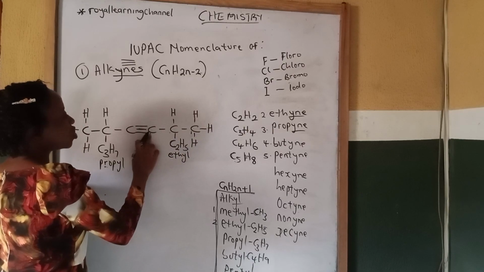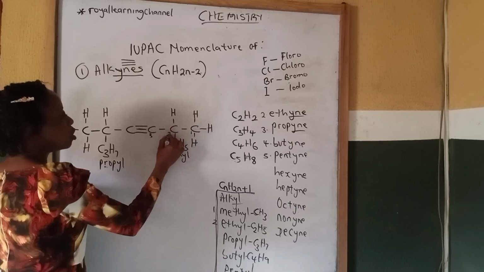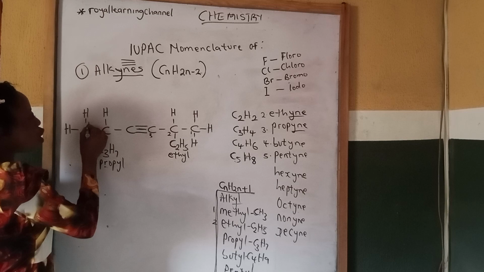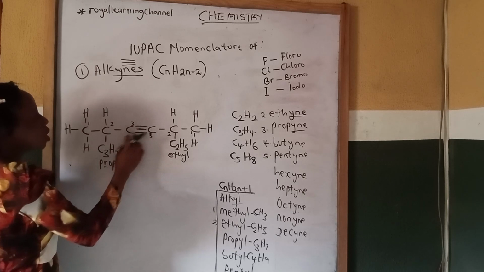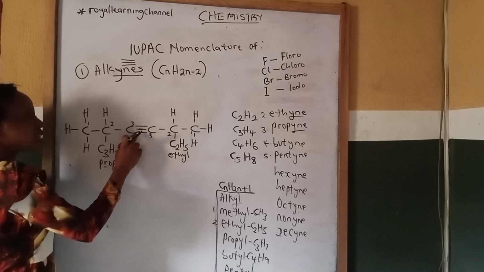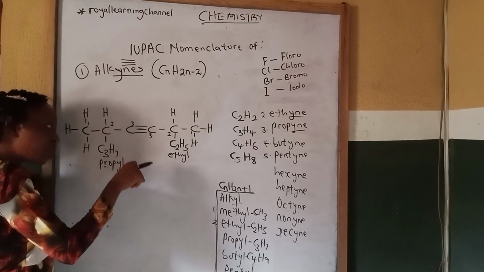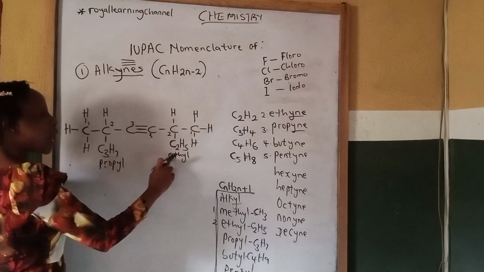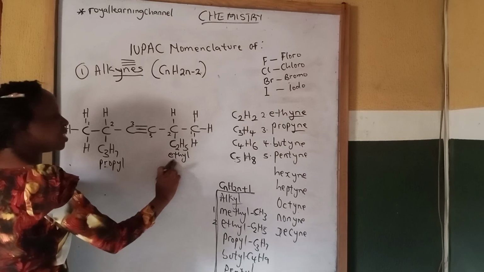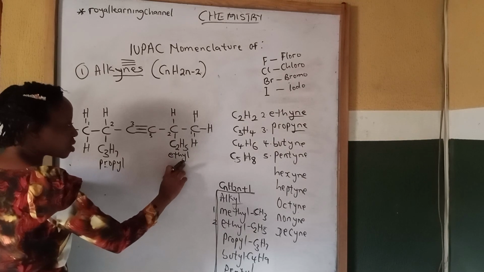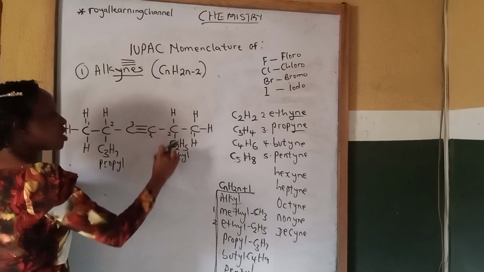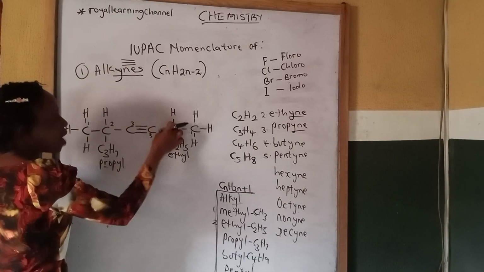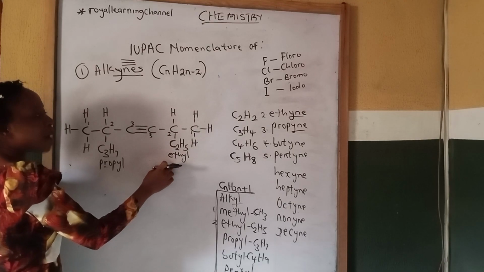My triple bond is on the third carbon atom. Is on the third carbon atom from the left. From the right, 1, 2, 3. My triple bond is still on the third carbon atom. So which one will be the best? Which side will be the best? Now, from this side, I want to consider my ethyl in naming. That is, ethyl will come first. Then ethyl now will be on the second carbon atom. But if I name from this side 1, 2, 3, 4, 5, ethyl will be on the fifth carbon atom.